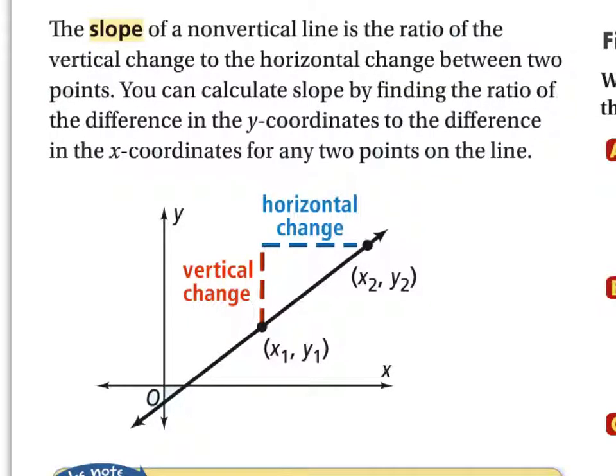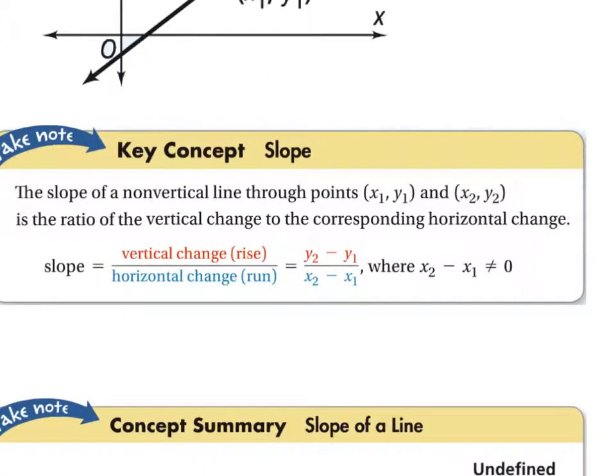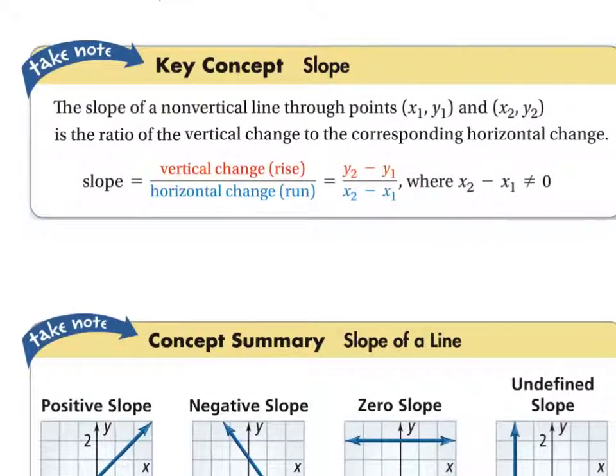So slope is the ratio of the vertical change to the horizontal change. We call that the rise over the run. Okay? Well, if you look down below that, you have a key concept for slope. So slope can always be calculated between any 2 points on the line, and we call that just the first point and the second point. Or the way we write that is with subscripts.